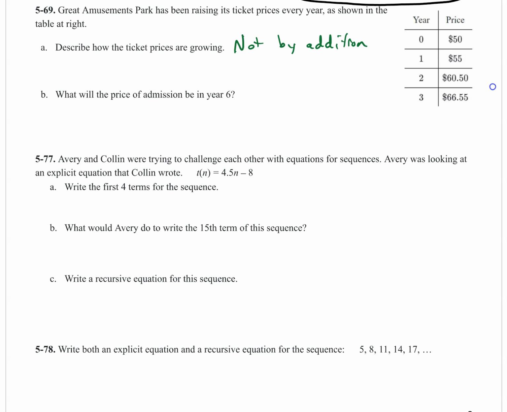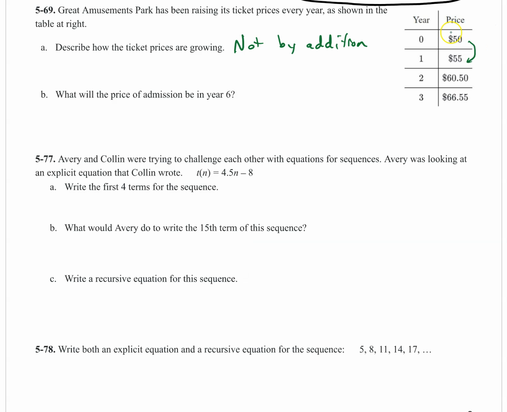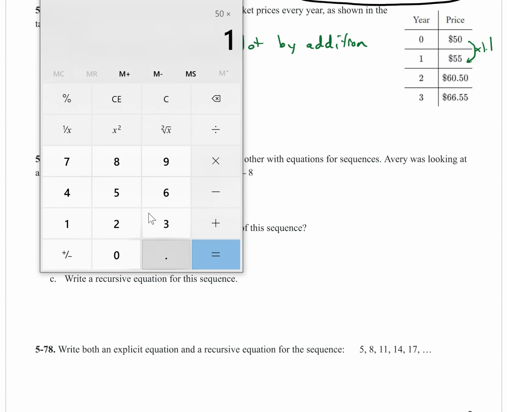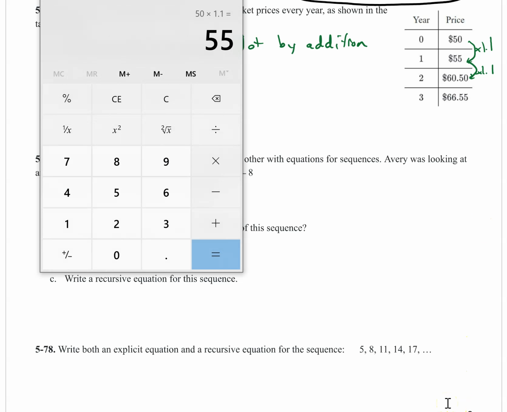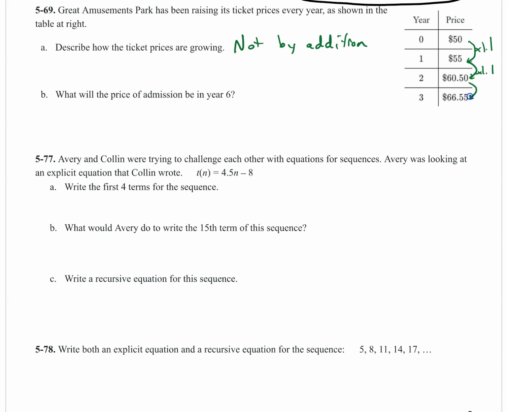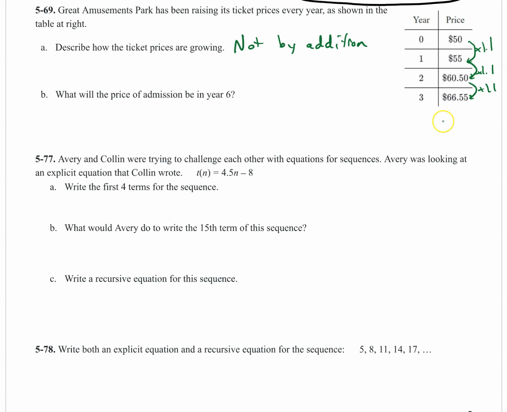Let's try multiplication. Okay, so instead of subtracting, let's divide. 55 divided by 50. And that is 1.1. So we're gonna take that. Let's consider 50 times 1.1, which gives us 55. All right. So I divided those two numbers to get 1.1, and let's try multiplying 55 times 1.1. And that's 60.5, or 60.50. Okay, so that matches. And let's try multiplying by 1.1 again. 60.5 times 1.1 is 66.55. So we found our pattern.